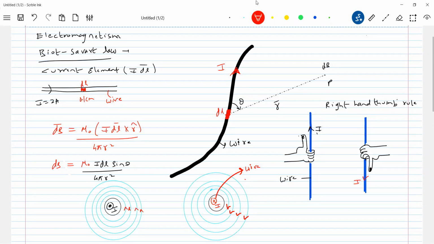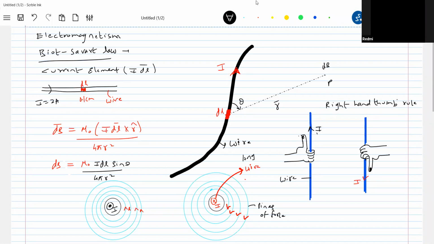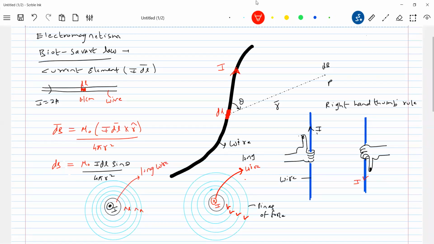So what are those blue circles with red arrows? They are the lines of force. And what is this? This is a long wire. Like that, the lines of force open up till infinity. We have to keep on increasing the radius. This will be so definitely.